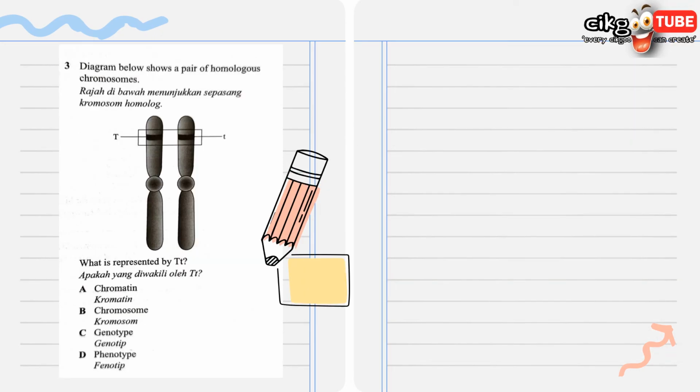And number three, the diagram shows a pair of homologous chromosomes. What is represented by TT? A chromatin, a chromosome, a genotype, or a phenotype? Yes, so that is definitely the genotype.